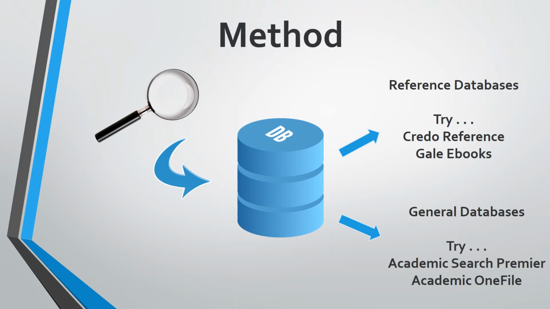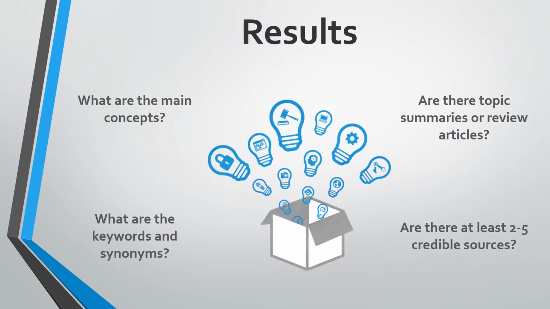Start your preliminary search with one of the reference databases or a more general database, such as Academic Search Premier, which provides information on a large number of topics. As you are looking over the available information, identify the key topics, write down keywords and synonyms to use later with in-depth research. Finding topic summaries or review articles at this stage can also be very helpful.